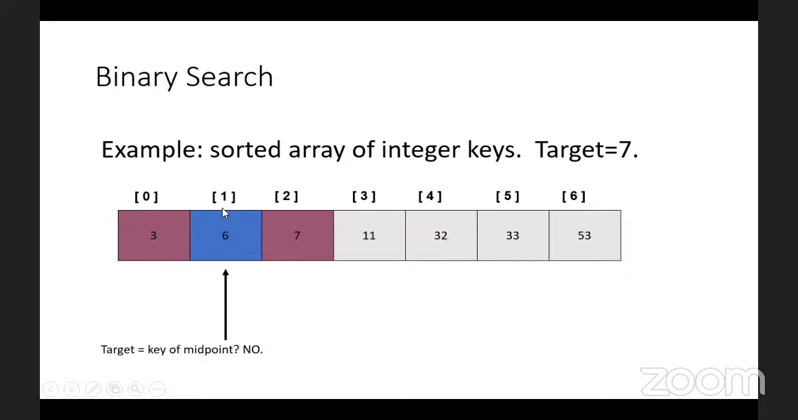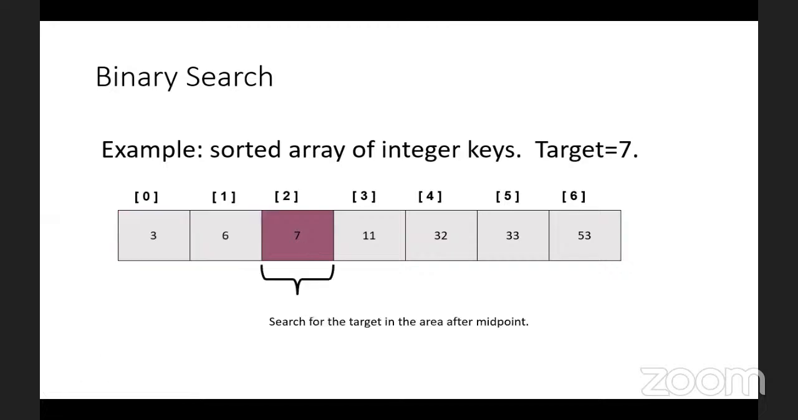Okay, is target equal to mid? No. Then the next step, is it less than this midpoint key? No. Then I can say, is it greater than? Yes, it is greater than. Then I can say only this part. I remove this one and this one. So till now, 2 iterations are completed. One is I just removed this one and the second I removed this one. See, only one element is left.